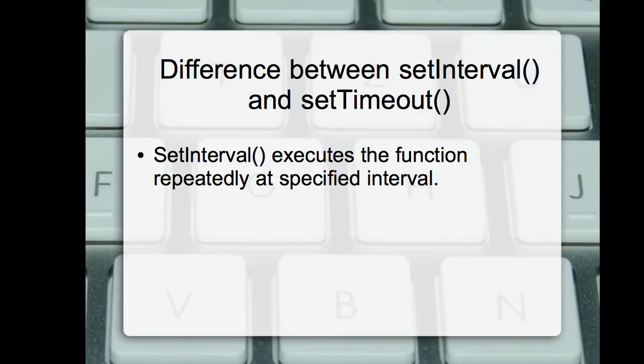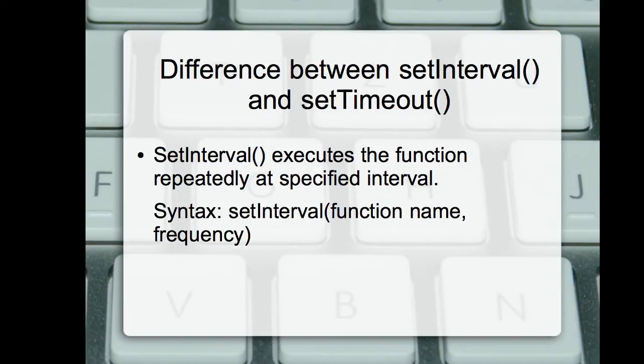This is the syntax of the setInterval method. The setInterval method will have a function name which needs to be executed repeatedly, and we need to specify the frequency, that is at what interval this specific function needs to be executed. The frequency needs to be specified in milliseconds. That is, if you want to execute the function every 1 second, the frequency should be set as 1000 because 1000 milliseconds is equal to 1 second.